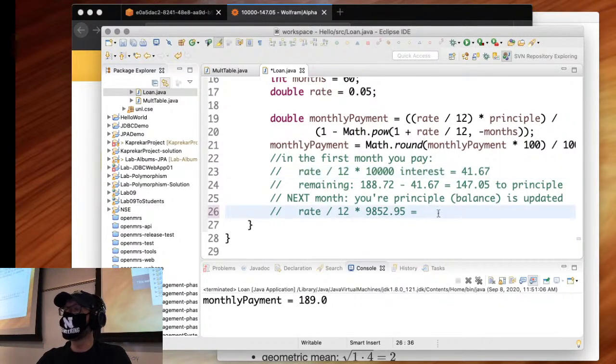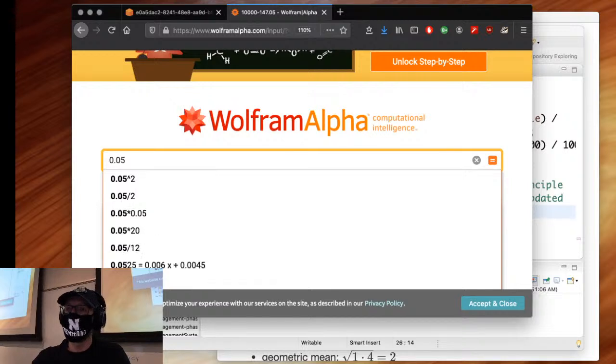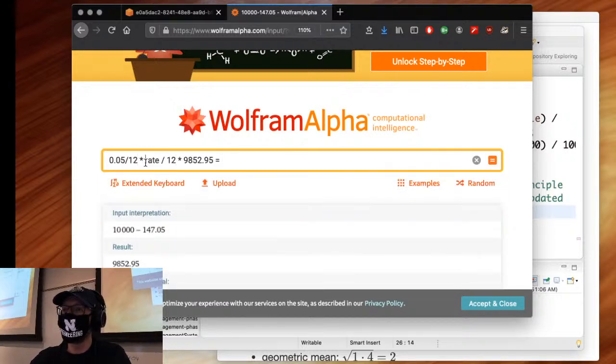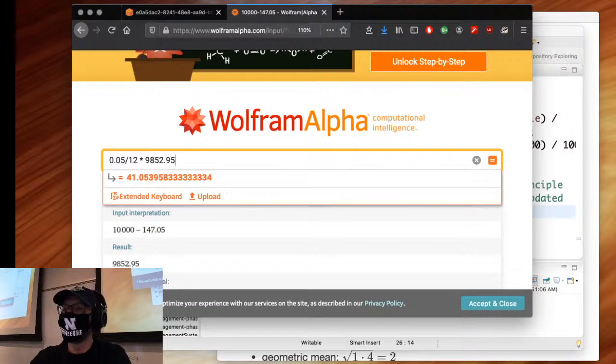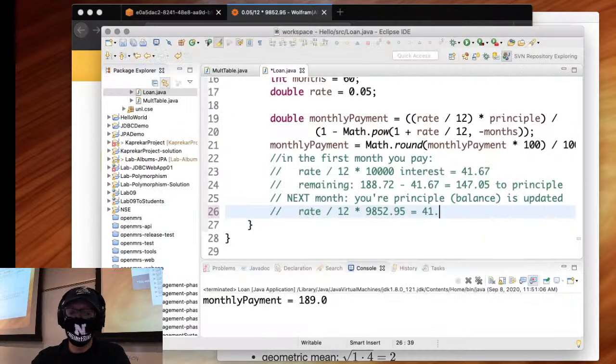All I wanted to do here was do the first couple of iterations so that I can have some numbers to work with. Right? I know that after that first month, this is the amount that it should be updated. And how much interest in that second month? It's going to be 5% divided by 12 times that new principal, which is going to be $41.05 in interest. You see it went down. It went from $41.67 to $41.05.